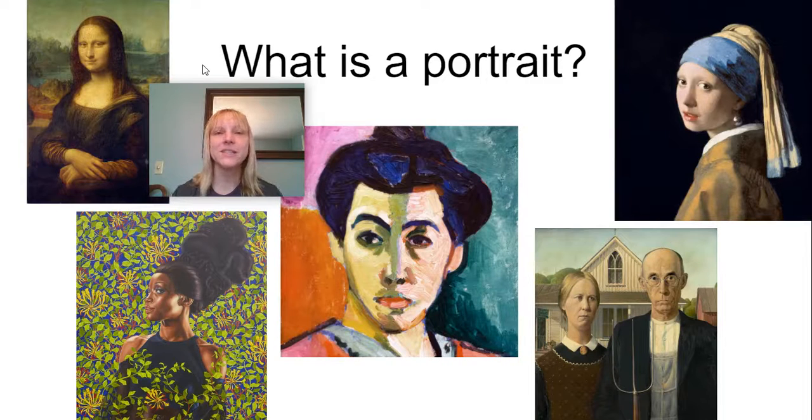Hi, Kingsley artists. This week we're going to talk about portraits and self portraits. And then we're also going to look at one of the studio habits of mind, which is express.